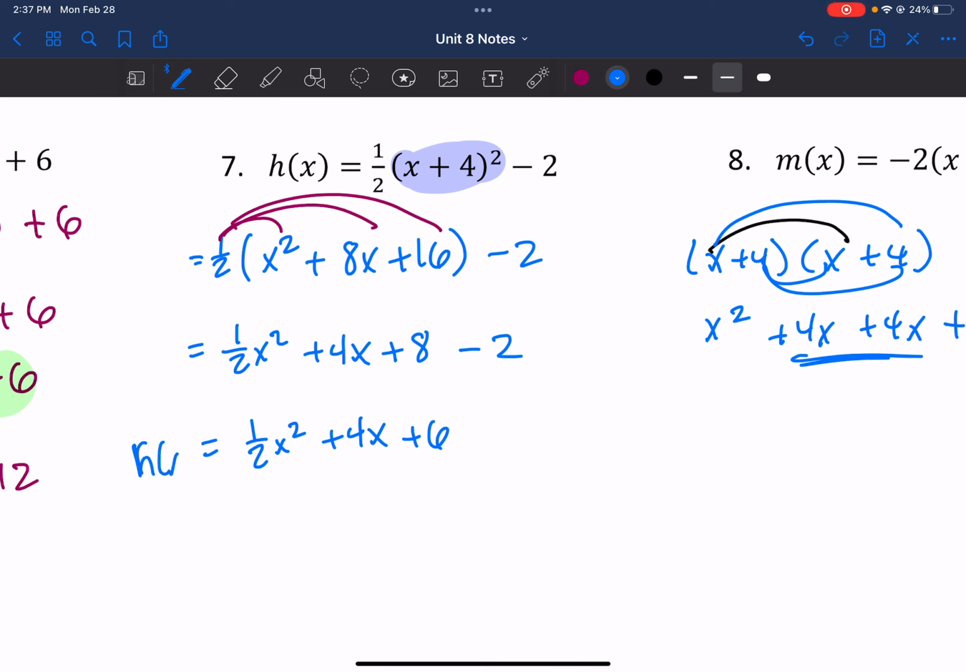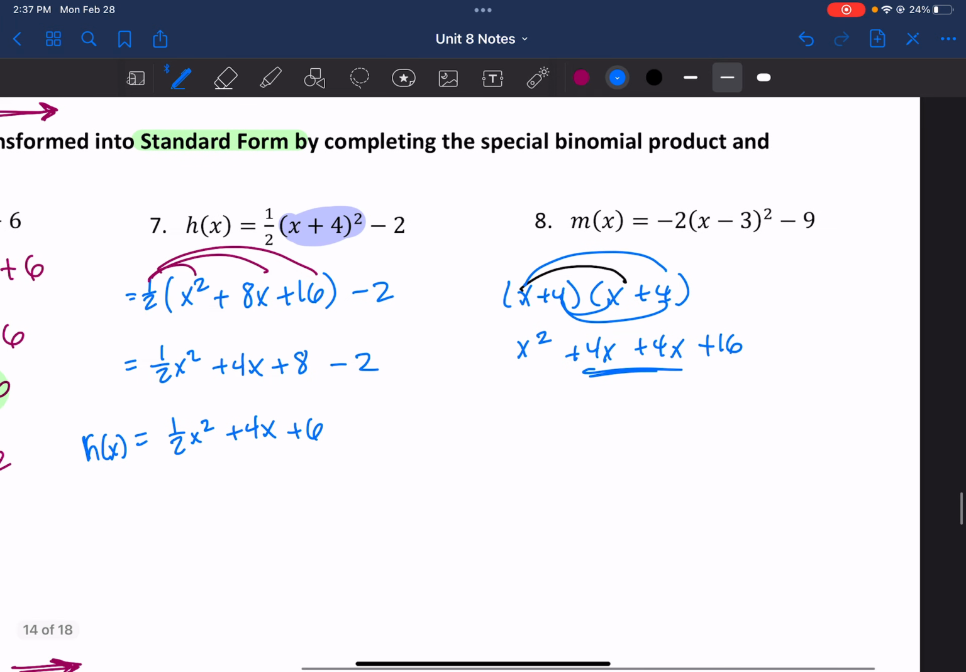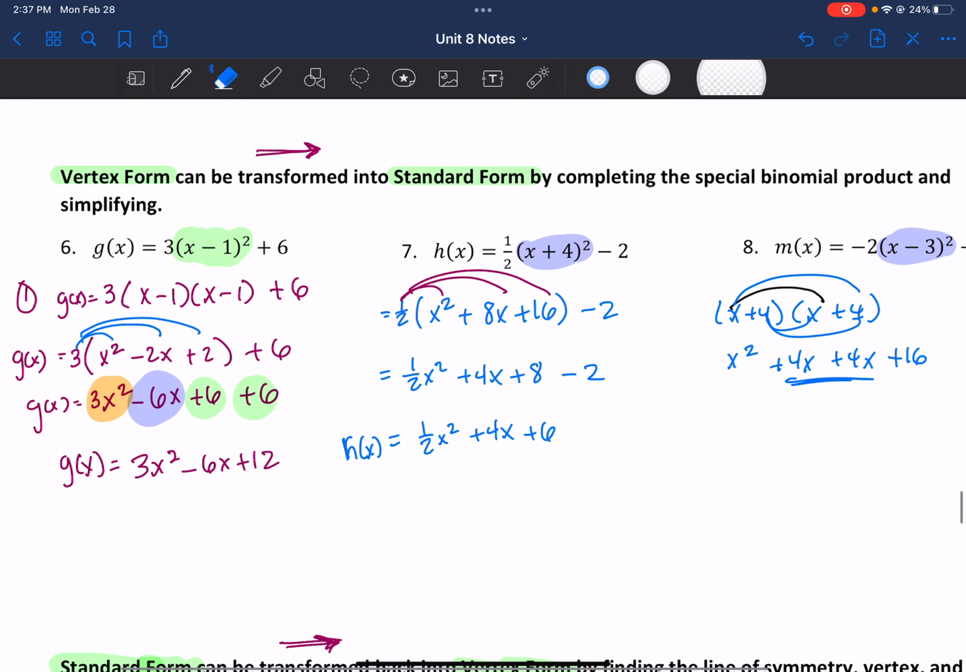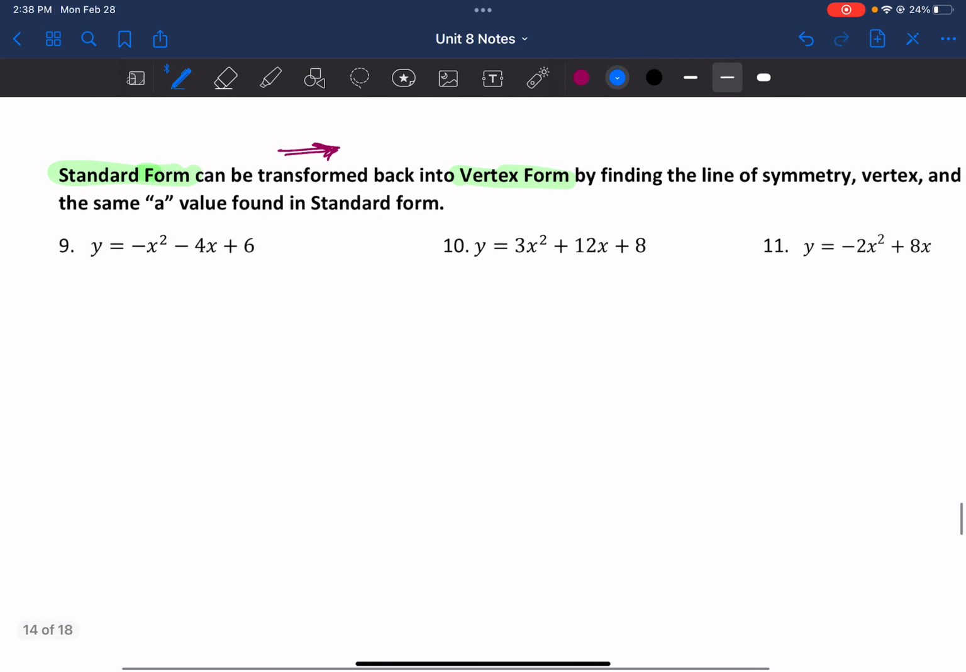So we have h of x. The same would go for this right here. First you must multiply this out. After you multiply that out, you distribute the -2 and then subtract 9. All right, so that is vertex to standard form. Now what I'm going to show you is standard form to vertex form. Let me list the steps that we need to follow for this one.